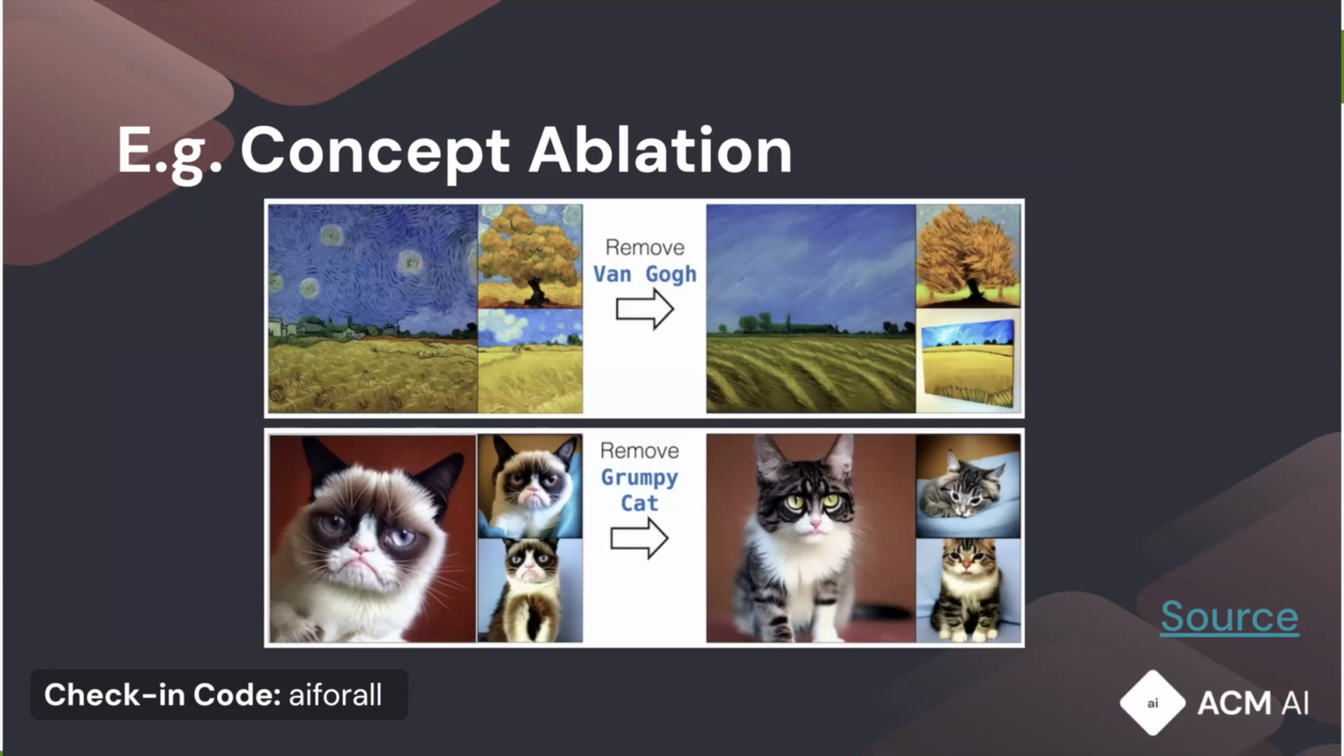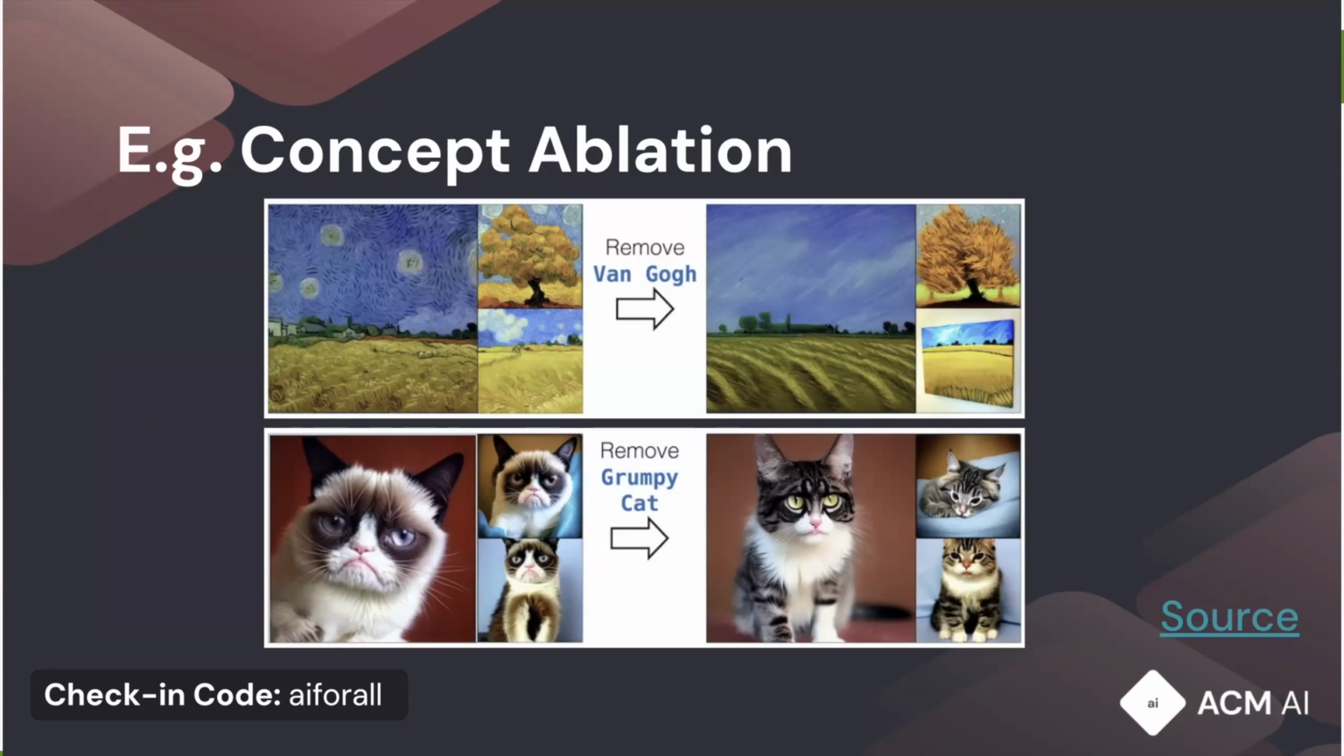So one of the things they were doing is called concept ablation. It's kind of just a harder way to say removing a concept. For example, they are trying to remove the style of Van Gogh, or the grumpy cat, the actual cat from being generated when you are asking generative AI to generate grumpy cat.